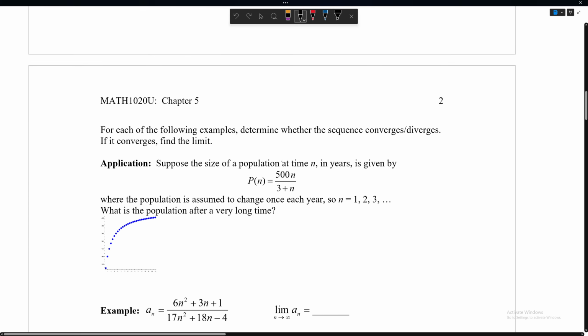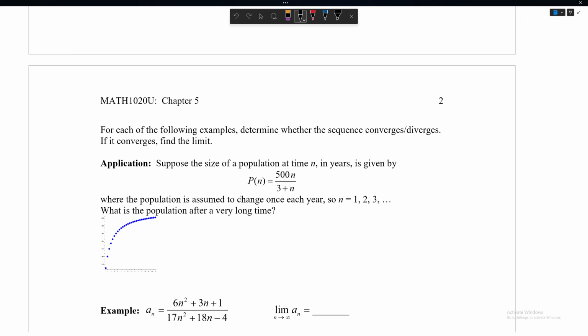For each of the following examples, determine whether the sequence converges or diverges. So remember we said, if you take the limit of the sequence to infinity, and if you get a number, it converges. If you don't, it diverges. And so we have p_n, and here it says, so this is a function, the population at time n in years.